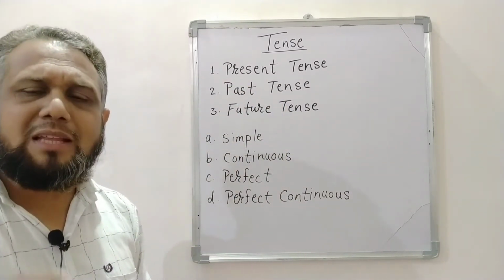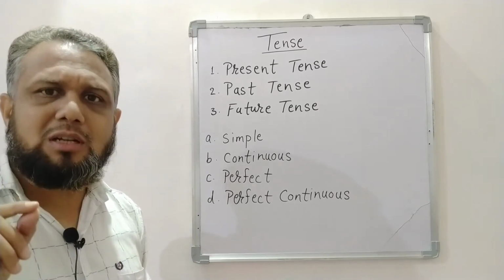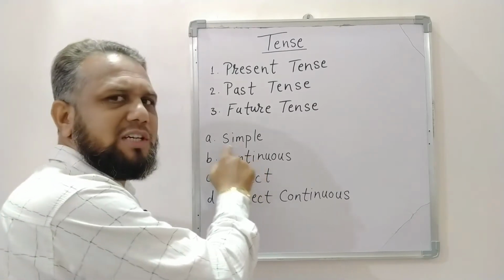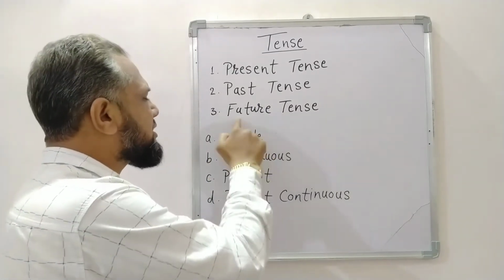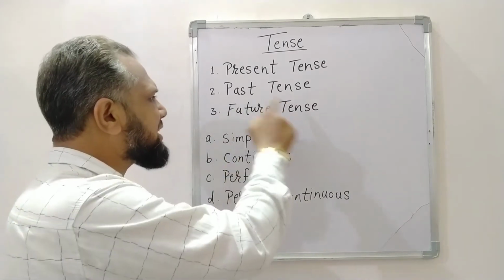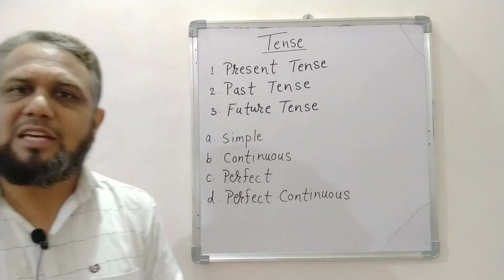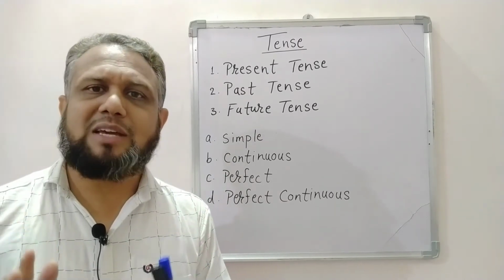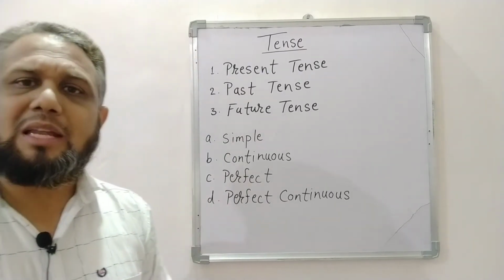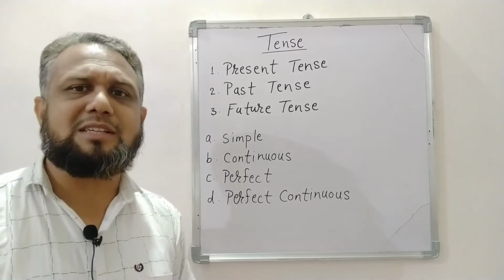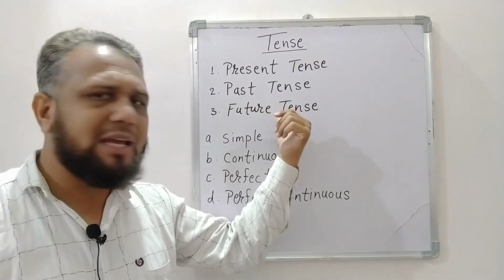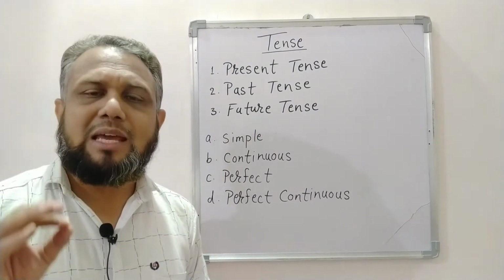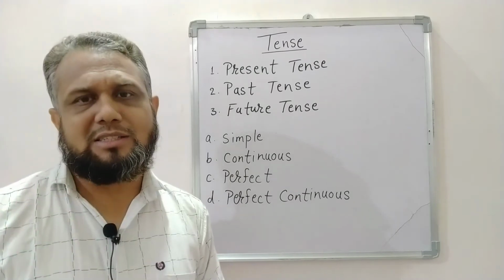Similarly, if you want to make the names of future tense, then we can make them by using the words given on the whiteboard: simple future tense, future continuous tense, future perfect tense and future perfect continuous tense. So there are total 12 types of tense, and if you want to remember the names of all the 12 tenses, then you have to remember these 3 names and these 4 names. Then you will easily remember the names of all the 12 tenses.